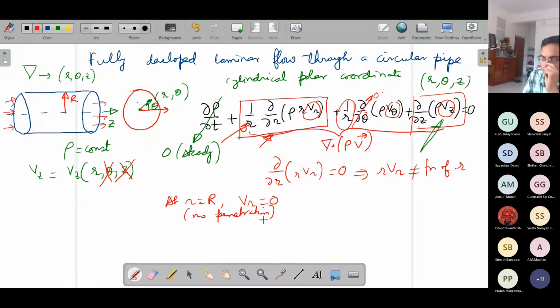So once the radial velocity is equal to 0, you put small r equal to capital R, you have Vr equal to 0. So that means R into Vr becomes equal to 0, right? And because R into Vr is not a function of R, this should be true for any other value of R, and that is possible if Vr is equal to 0. Okay.